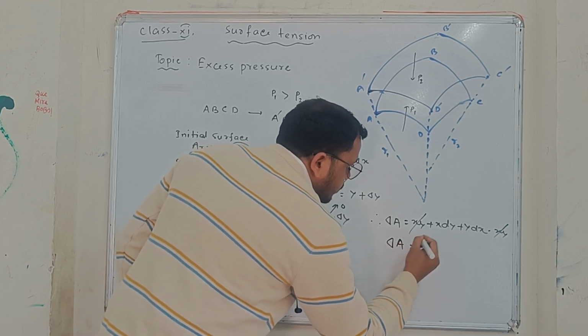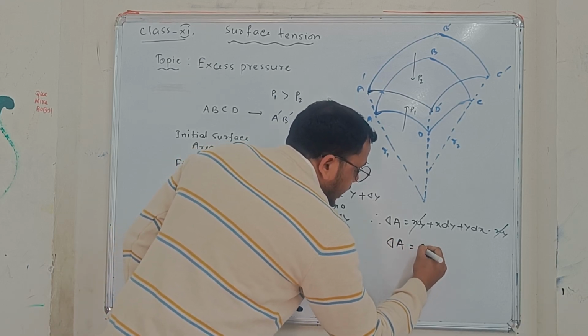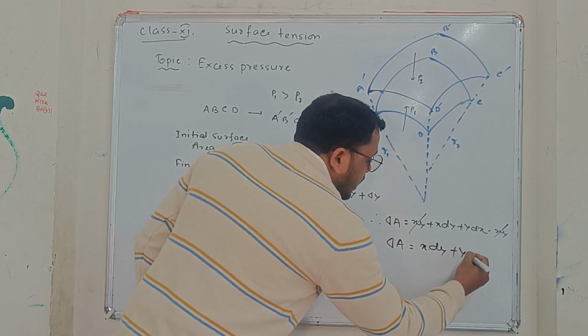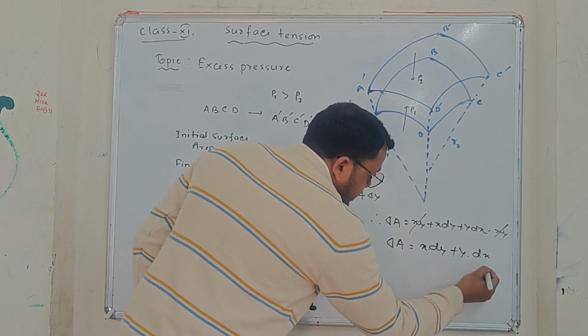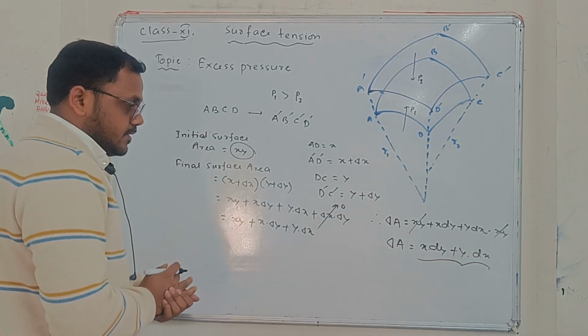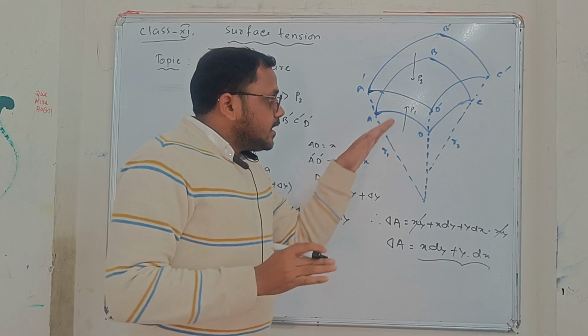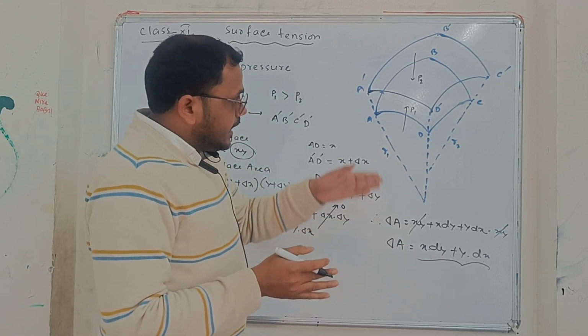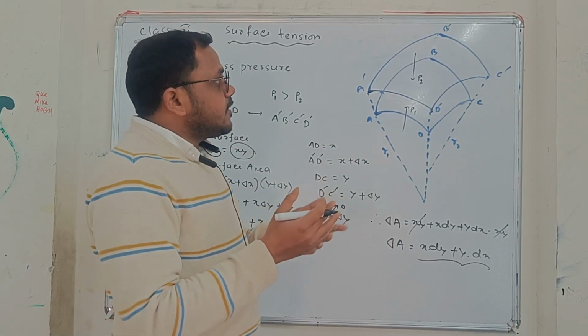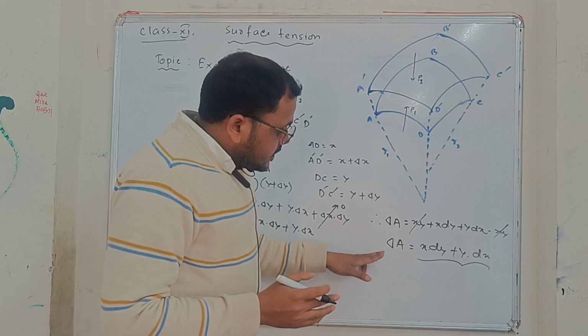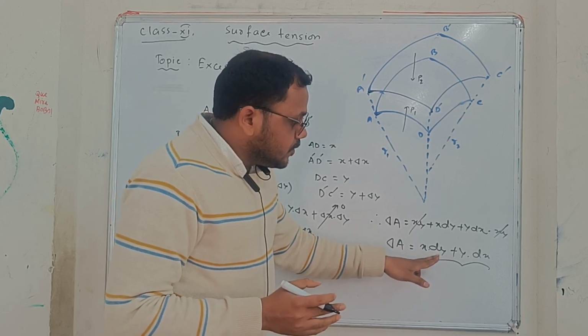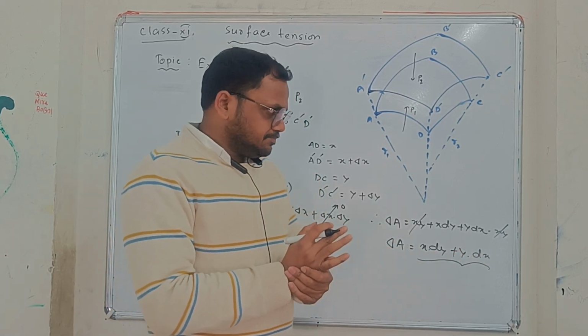So delta A, which one? Delta A is x dy plus y dx. This is the changing surface area. First of all, we consider a plane thin film. When excess pressure acts on it, how much is the surface area increased? The surface area increase is x dy plus y dx.